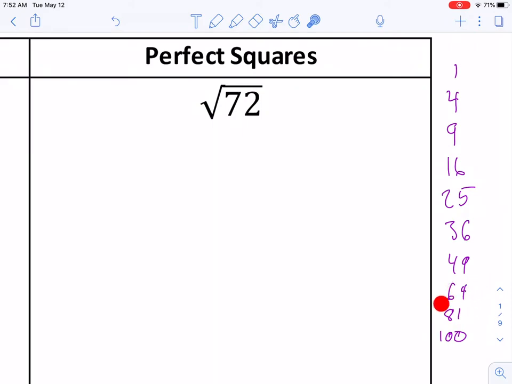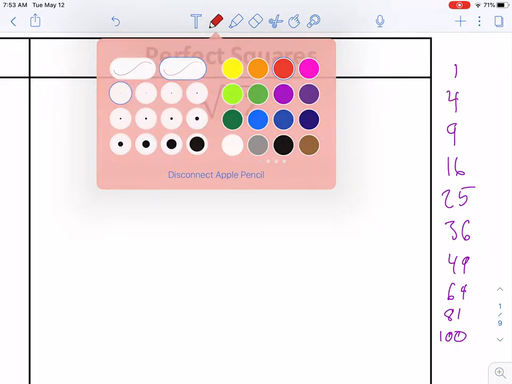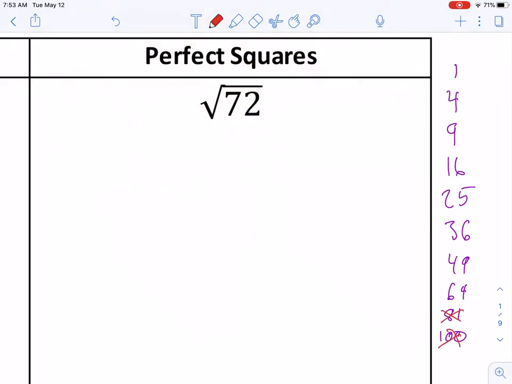We get a decimal. 72 divided by 49. I guess I'll cross these out as I go. So that was no good. 64 is no good. 72 divided by 49, if you were to work that out, it wouldn't work. 72 divided by 36, if you punch that in a calculator, it would work. So 36 times 2 makes 72, and that's a perfect square.